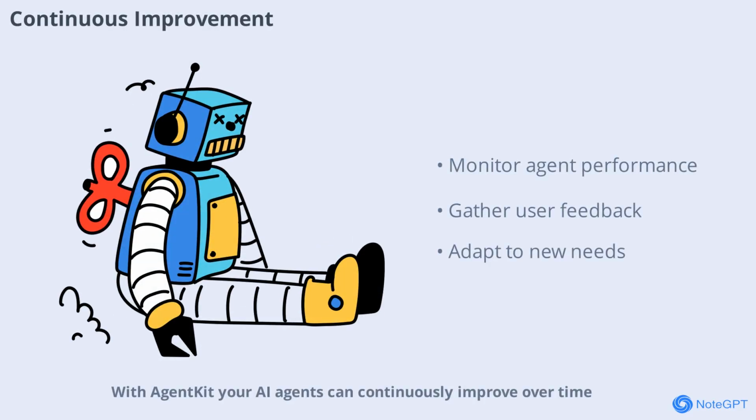With AgentKit, your AI agents can continuously improve over time. By using evals and reinforcement fine-tuning, you can monitor performance, gather feedback, and make adjustments as needed. This ensures your agents stay effective and up-to-date, adapting to new challenges and user needs.